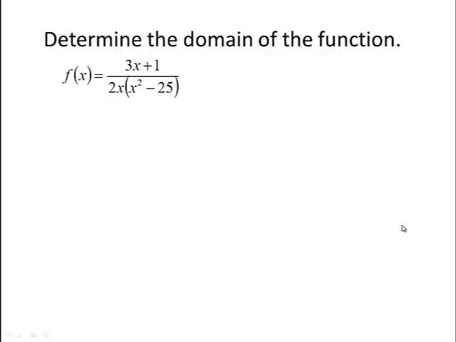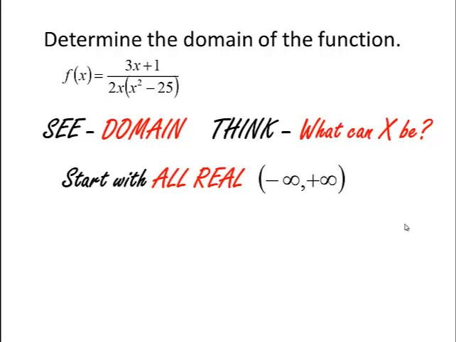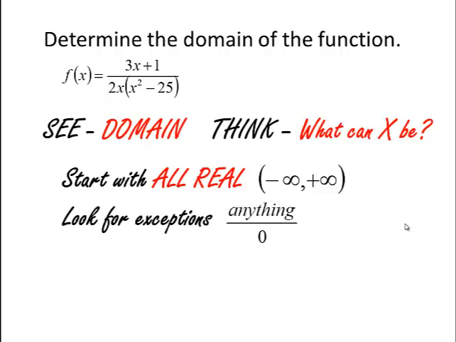Finding the domain, you look at your function, and when you see the word domain, you should be thinking, what can x be? Well, x can be any real numbers except for certain things that you need to look for. You can never divide by 0 or take the square root of a negative number. So other than those two rules, in this case, it's all real numbers.